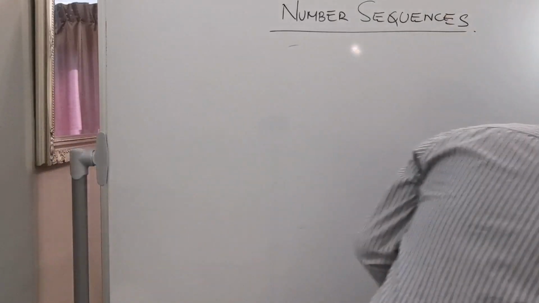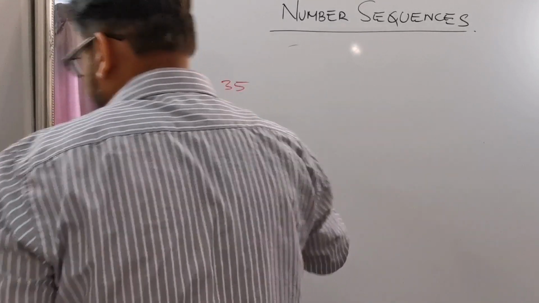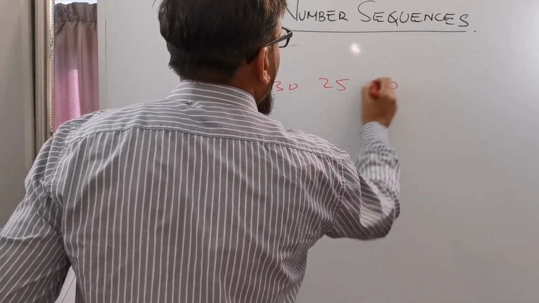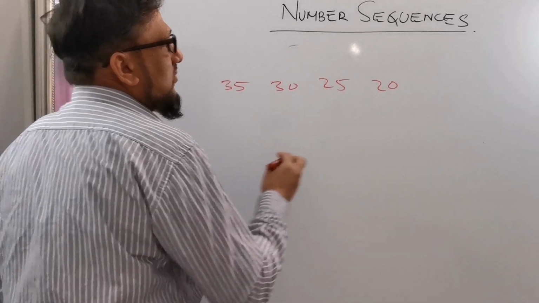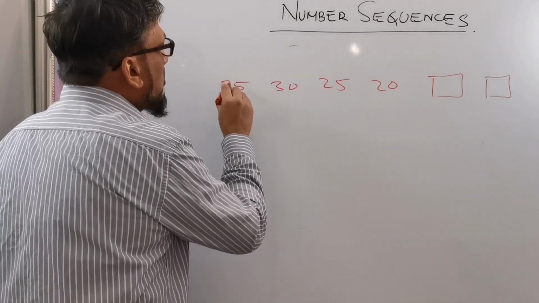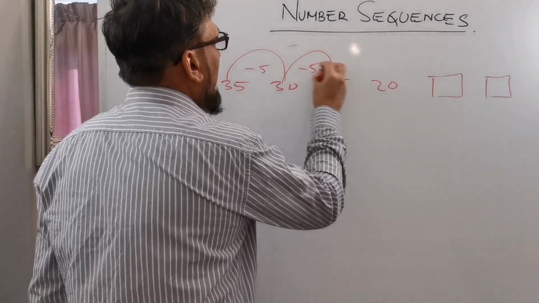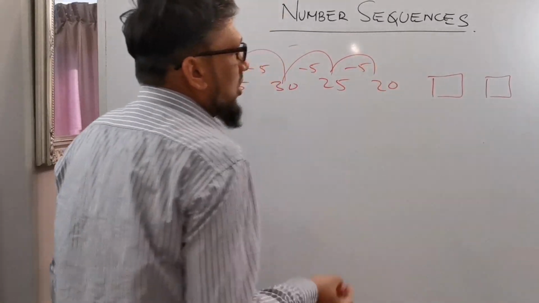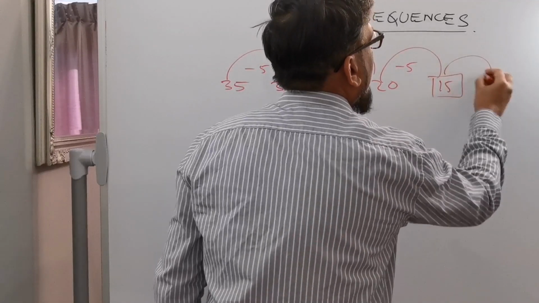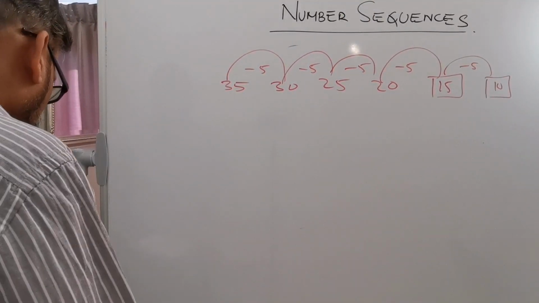Now I'm going to take another example: 35, 30, 25, 20. What are the next two numbers? Look at this one. 35 to 30 is reduced by minus 5, and 30 to 25, minus 5, and minus 5. So 20 reduced by 5 is 15, and minus 5 gives the next one, 10. So this is the number sequence.